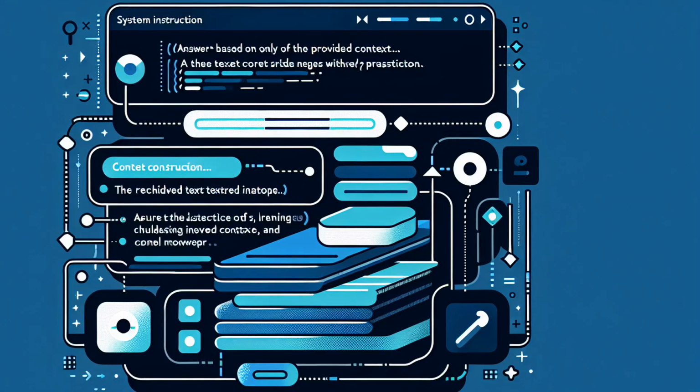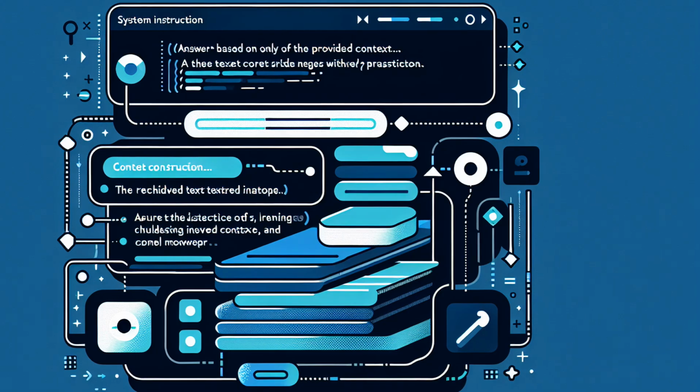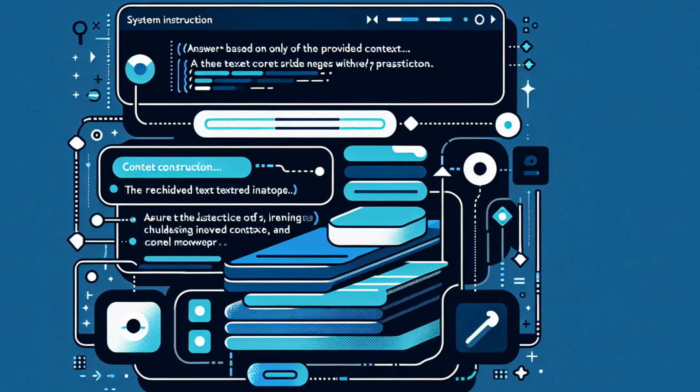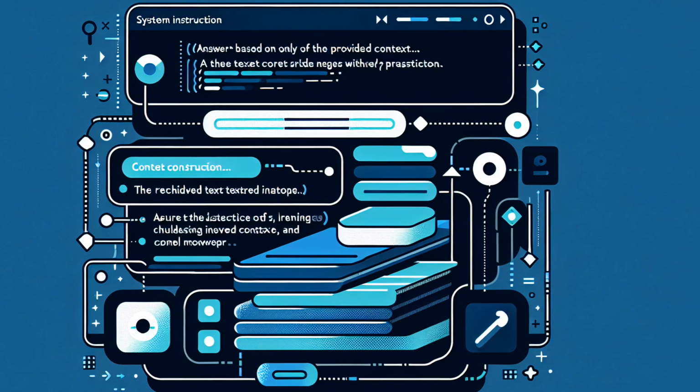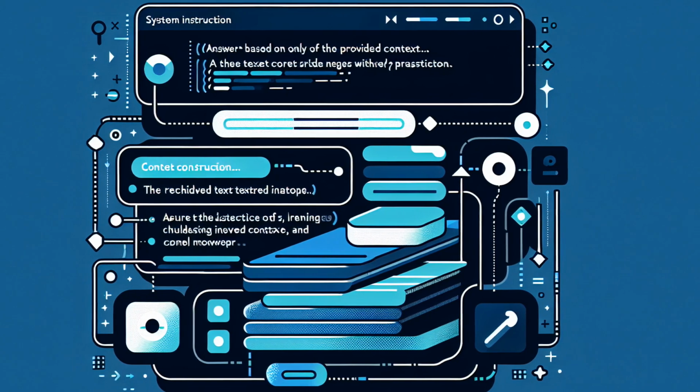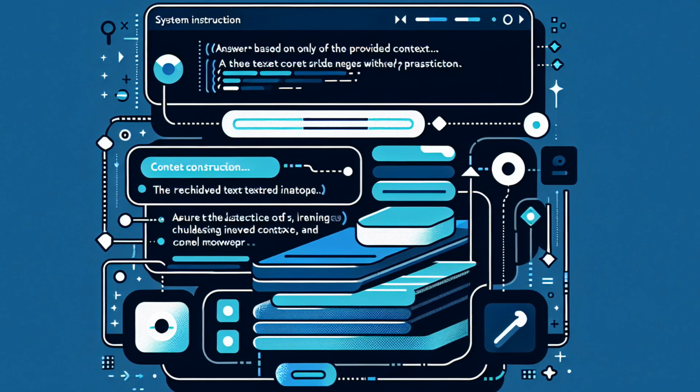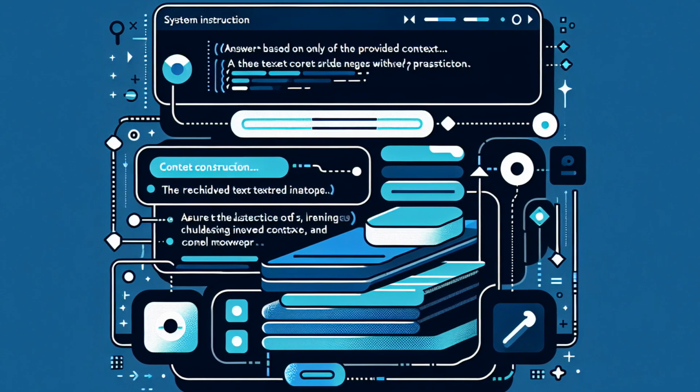Now comes the augmentation step. You take the retrieved chunks and inject them into your prompt to the language model. A typical pattern looks like: answer the following question based on the provided context. Context: chunk 1, chunk 2, chunk 3. Question: user question. The key instruction is telling the model to use the context, not its memory.